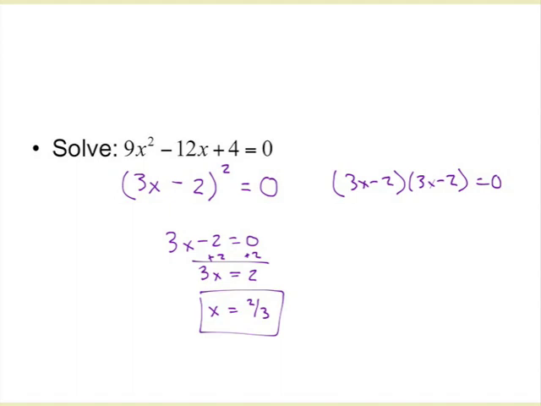Wait, I'm confused as to how you got 3x minus 2 squared. That's our special factoring form where we look for perfect squares. So the perfect square root of 9x squared is 3x. The perfect square root of 4 is 2. And then we use the sign in the middle.